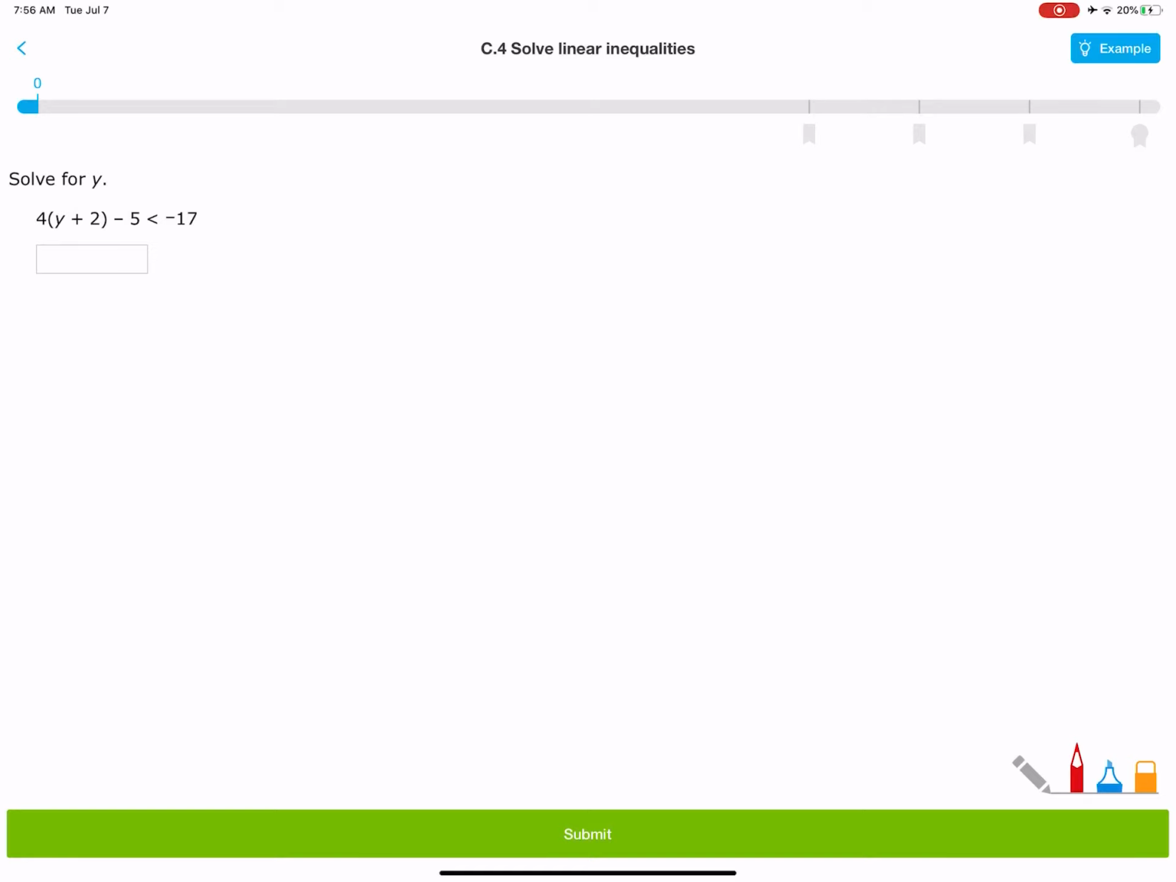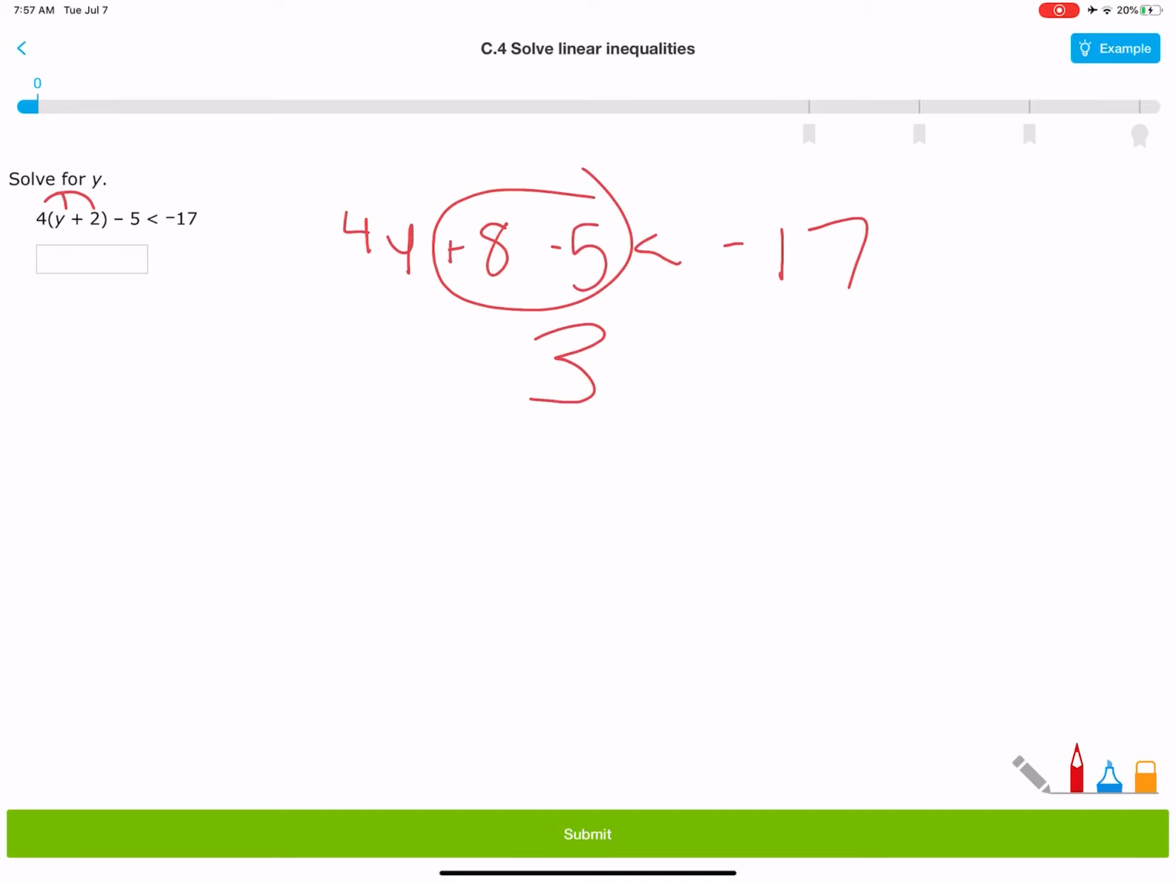So solve for y. We have 4 times, so we're going to distribute the 4. So 4 times y is 4y, plus 4 times 2 is 8, minus 5 is less than negative 17. So we are going to add the 8 and the negative 5. So 8 minus 5 is 3. So 4y plus 3 is less than negative 17.